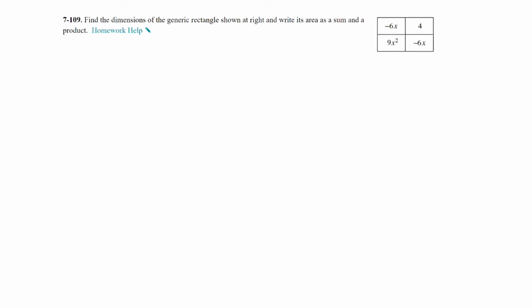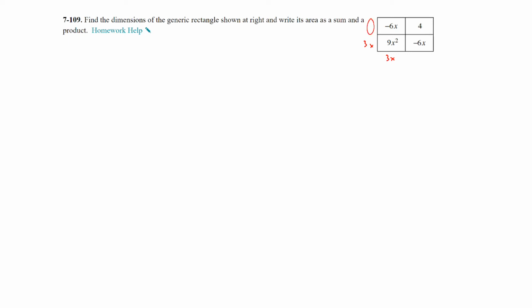Question 109. Find the dimensions of the generic rectangle shown at the right and write its area as a sum and a product. So you have your generic rectangle to the right. We're trying to figure out what the lengths of the rectangle are. If you're looking at these two, 9x squared and negative 6x, what goes into both of them? We could say 3x. And then 3x times what is going to give you 9x squared? That'd have to be another 3x. So 3x times 3x is 9x squared.